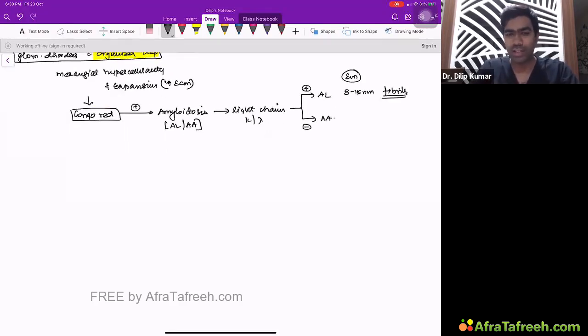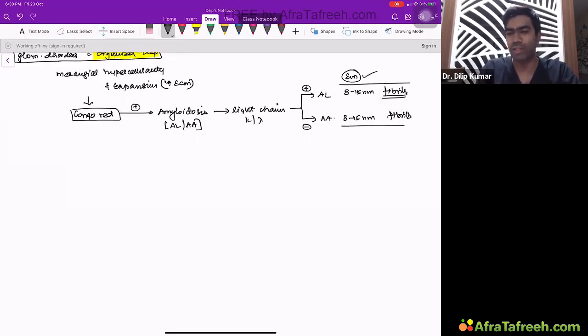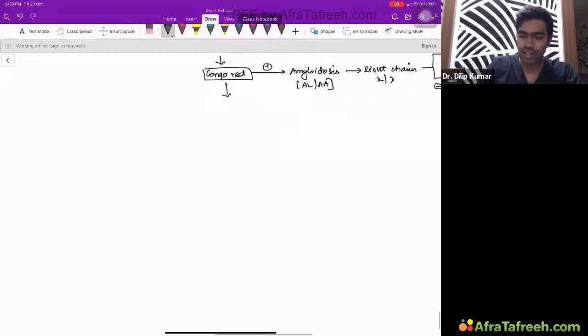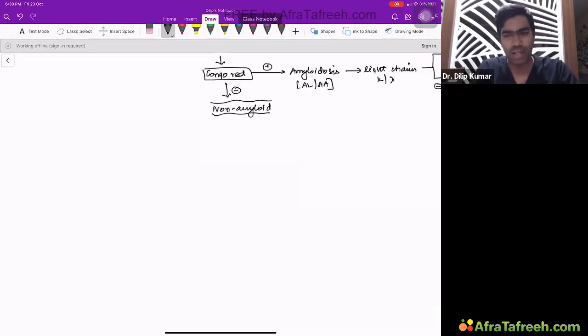And as far as AA type of amyloid is concerned, they are also going to produce 8 to 15 nanometer kind of fibrils, which means the characteristic feature of amyloidosis in electron microscopy is this 8 to 15 nanometer kind of fibrils, which is very, very important. Fine. Then suppose if the Congo red stain is negative, and usually we call it a non-amyloid type of deposit, most of them will be staining positive for methenamine silver.